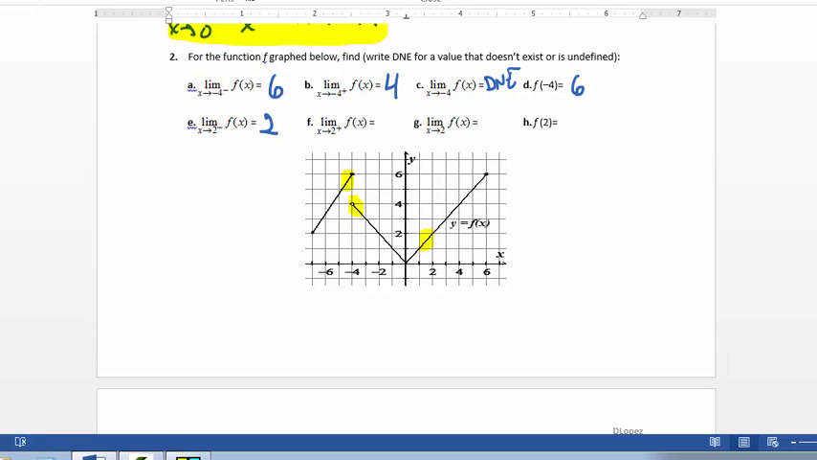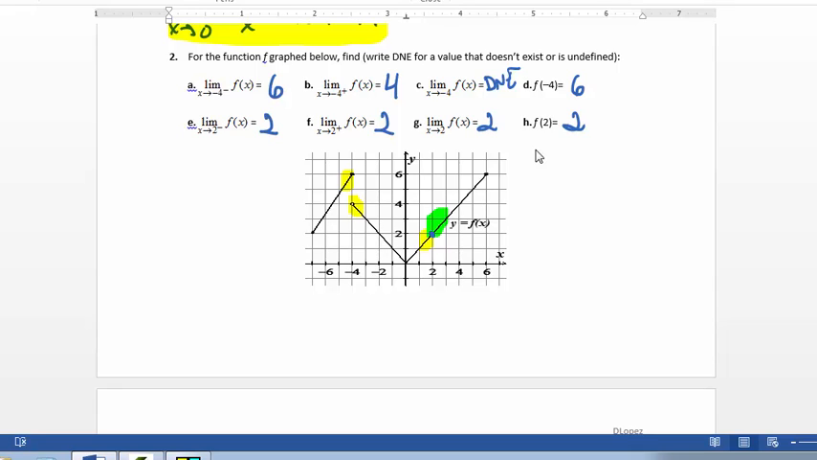And then what happens as x approaches 2 from the right side? You're looking over here. What happens? It's also getting close to... Oops, I erased that. Sorry. It's also getting close to 2. So in this case, the left-hand and right-hand limit are equal. So then the limit as x approaches 2 of the function is also equal to 2. Okay? And then, of course, f of 2 is this point, (2, 2). So f of 2 actually equals 2.